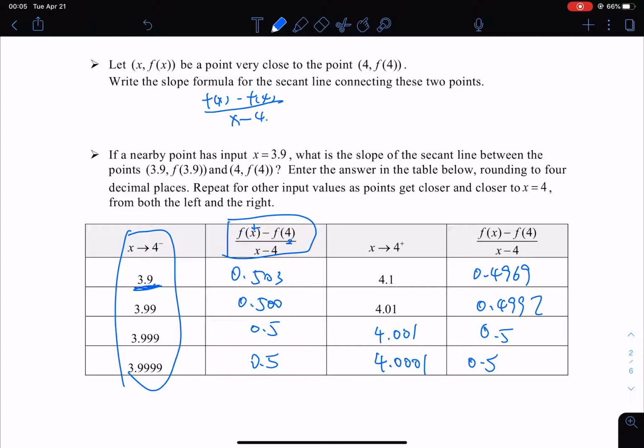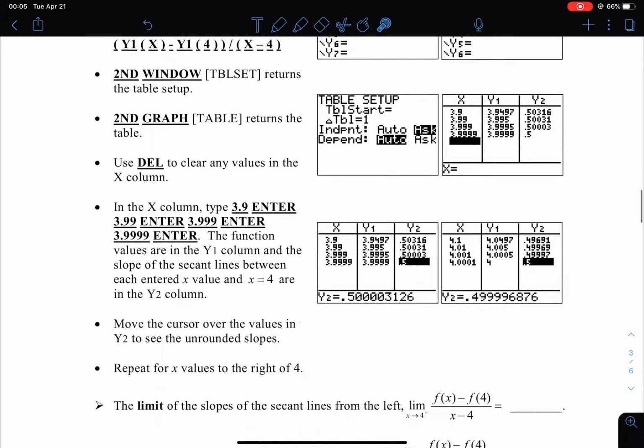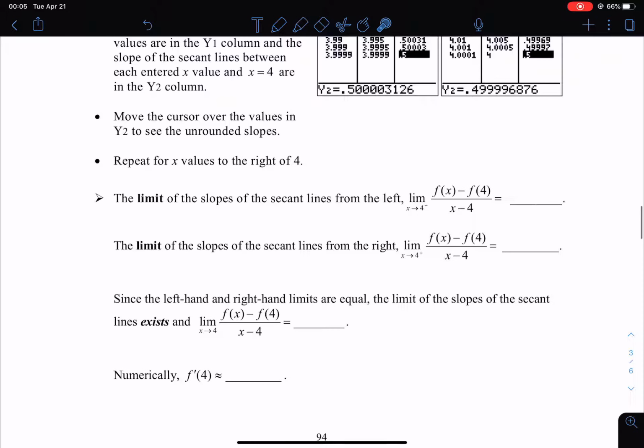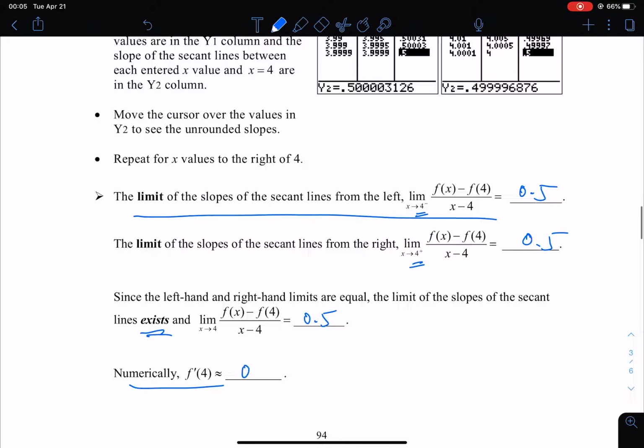So from this table, we can see that the left side limit is about 0.5, and the right side limit is also about 0.5. So we know the limit exists, and the limiting value is just 0.5. So we got this one from the first table, that is 0.5, and this one from the second table, that is 0.5. So the limit exists because the left side limit is the same as the right side limit. Both of them are 0.5. So numerically, because they are the same, it is just 0.5.